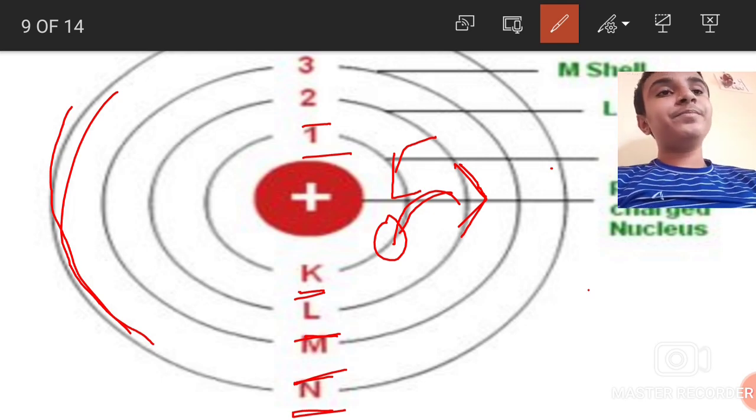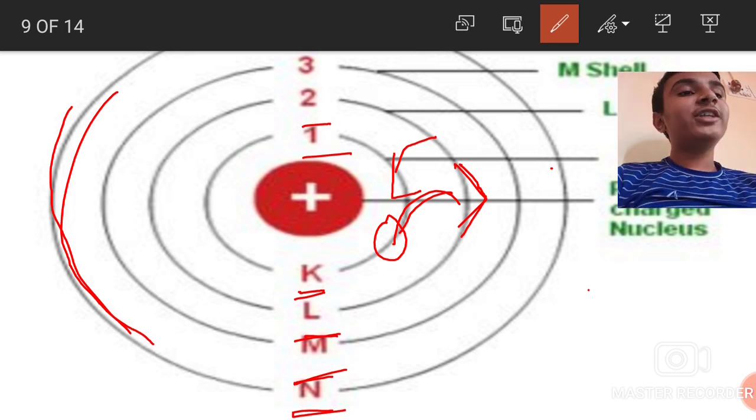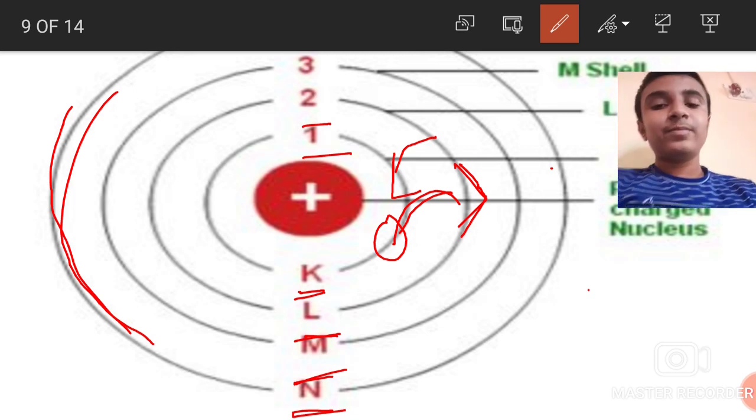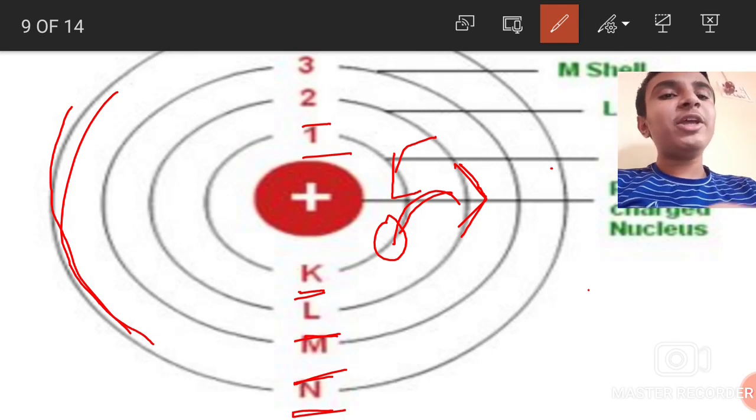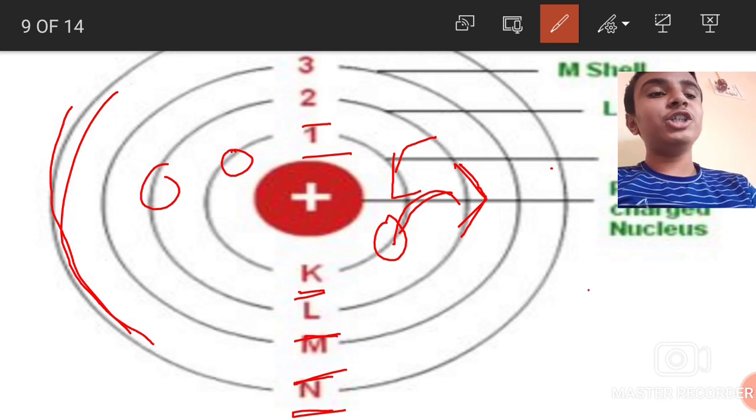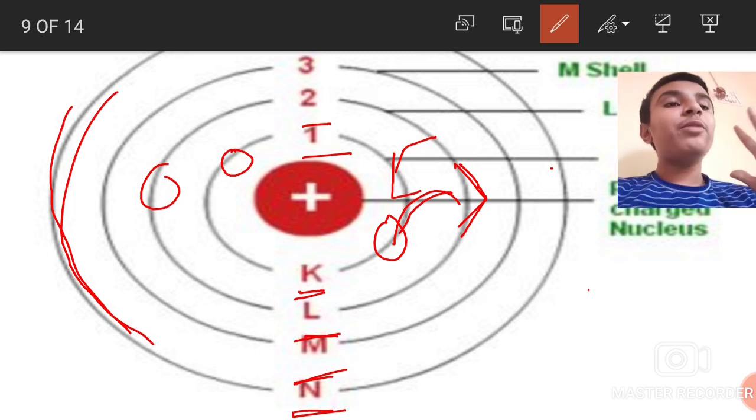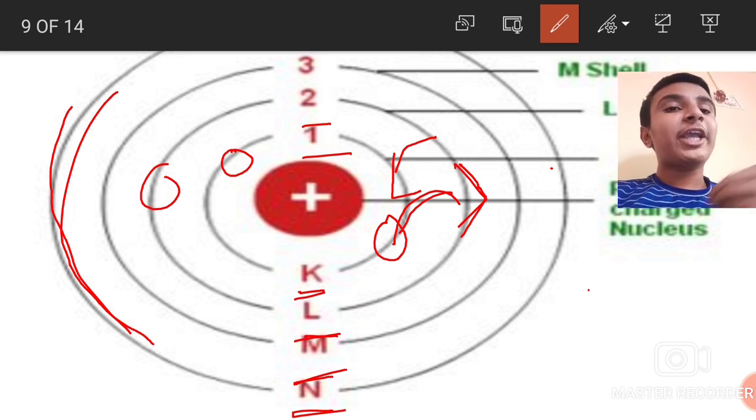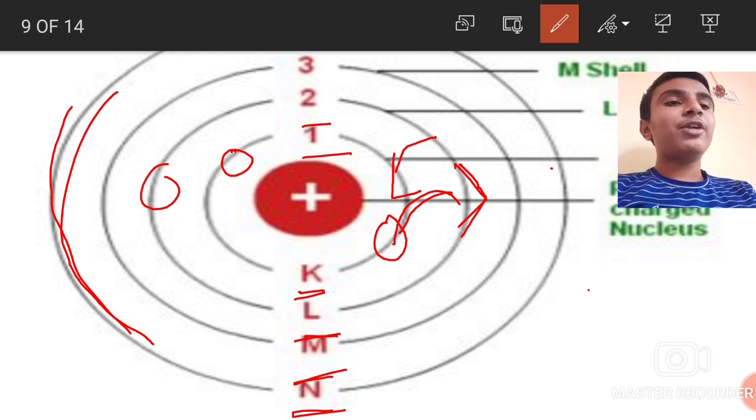He also stated that the energy emitted or absorbed is equal to the difference of the energy levels. Yes, friends, and the electrons are placed at a certain distance from the nucleus. This was Bohr's atomic model, and we are studying this model of an atom in our textbooks.